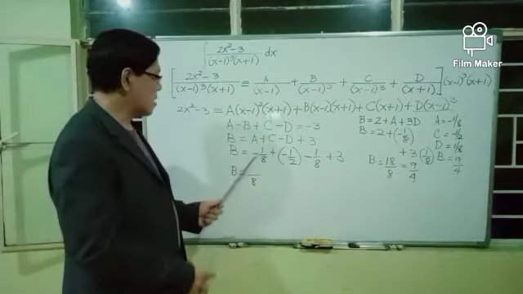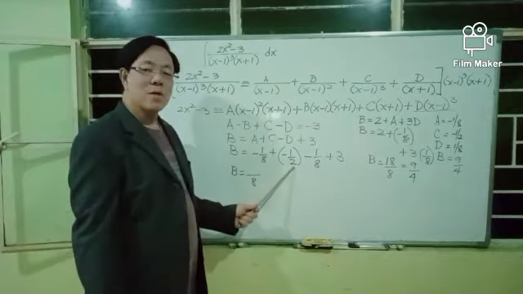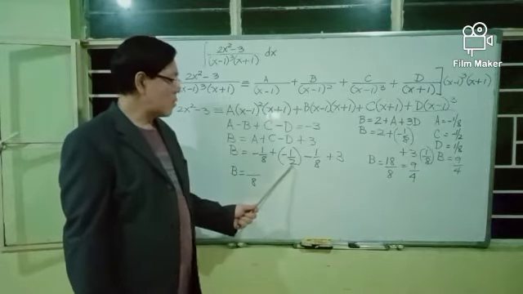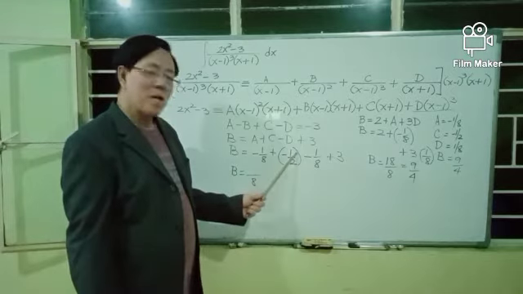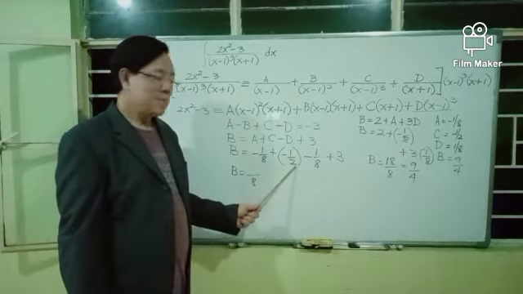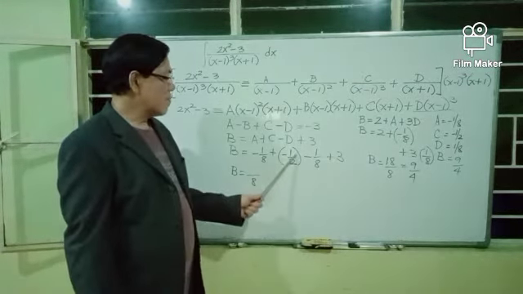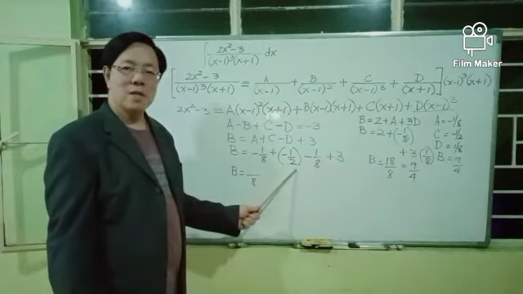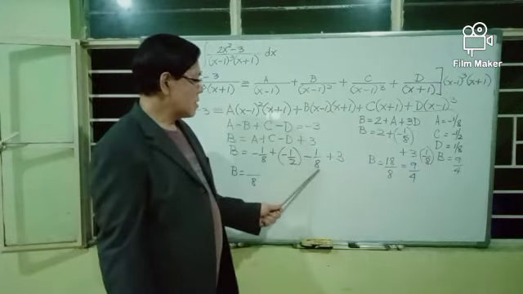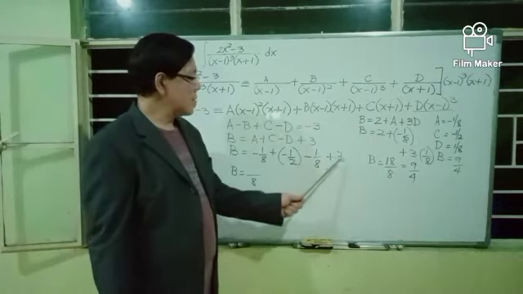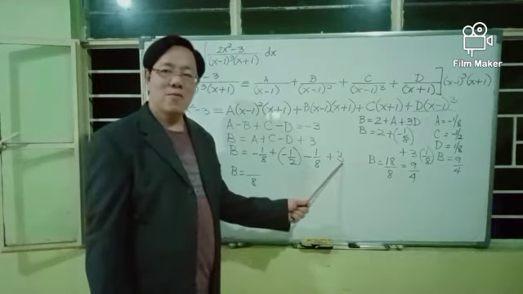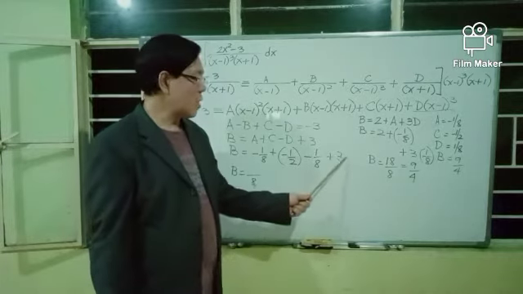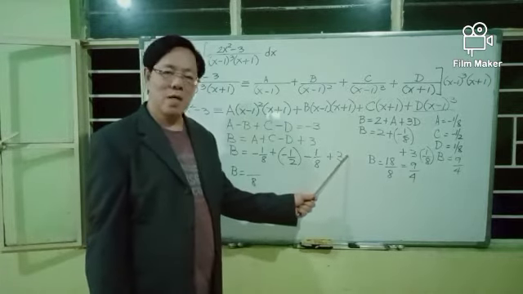The first term has a denominator of 8. The second term, the denominator is 2, and we want the denominator to be 8, so we multiply the numerator and denominator by 4, and you get negative 4/8. This term, the denominator is 8. And the last term, the denominator is 1, and we want to have 8 in the denominator. So we multiply 3 by 8/8.